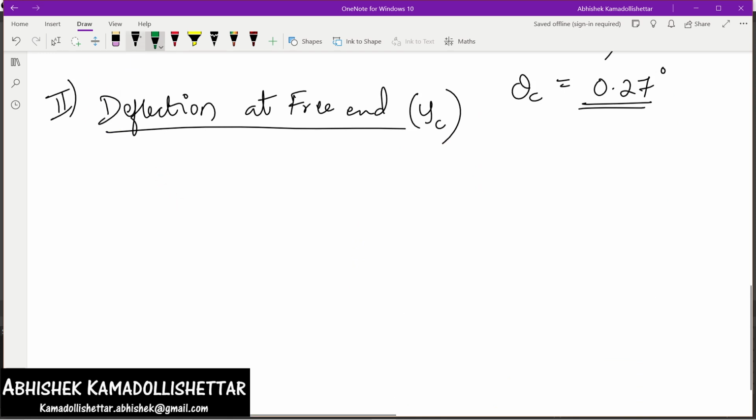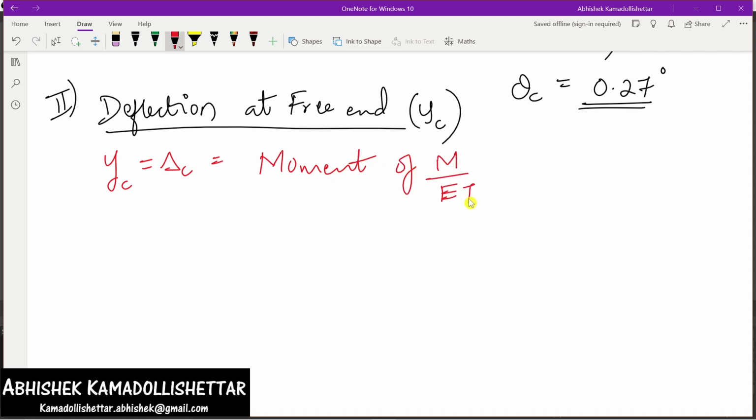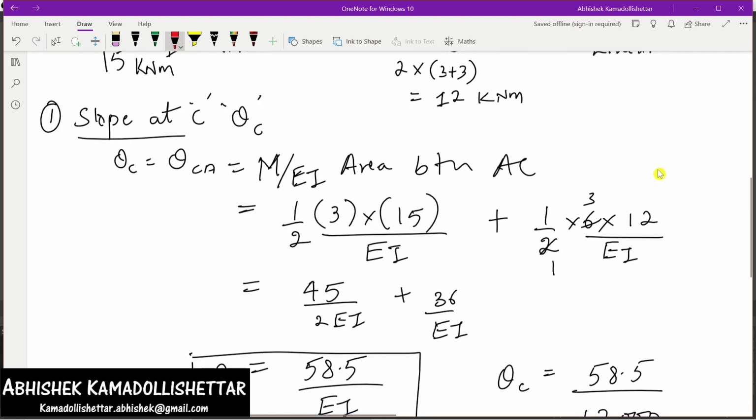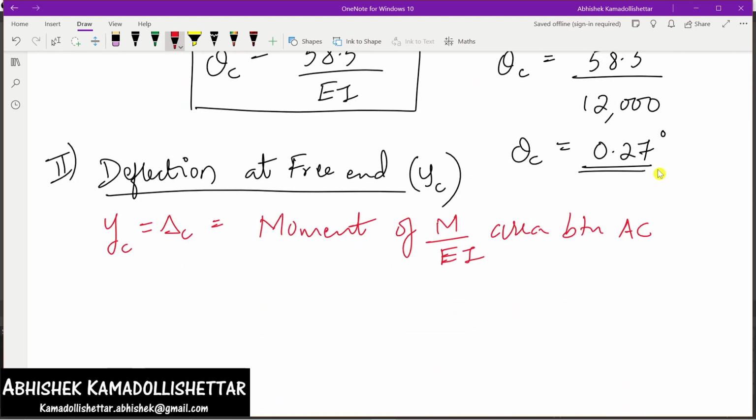So now let us calculate the deflection. The formula for deflection is already given. YC, or even you can say delta C, is the deviation of C with respect to the tangent at A, which is the moment of the M by EI diagram area between A and C about C. About C is very important.